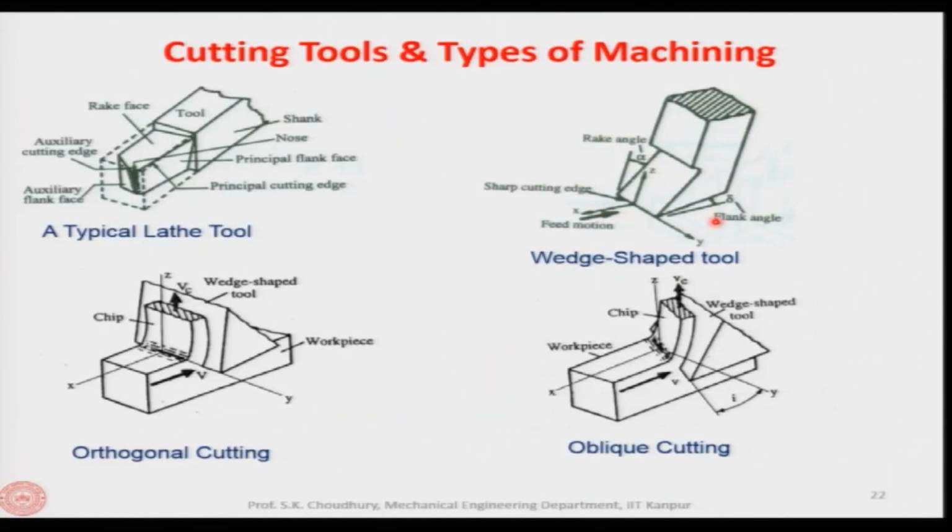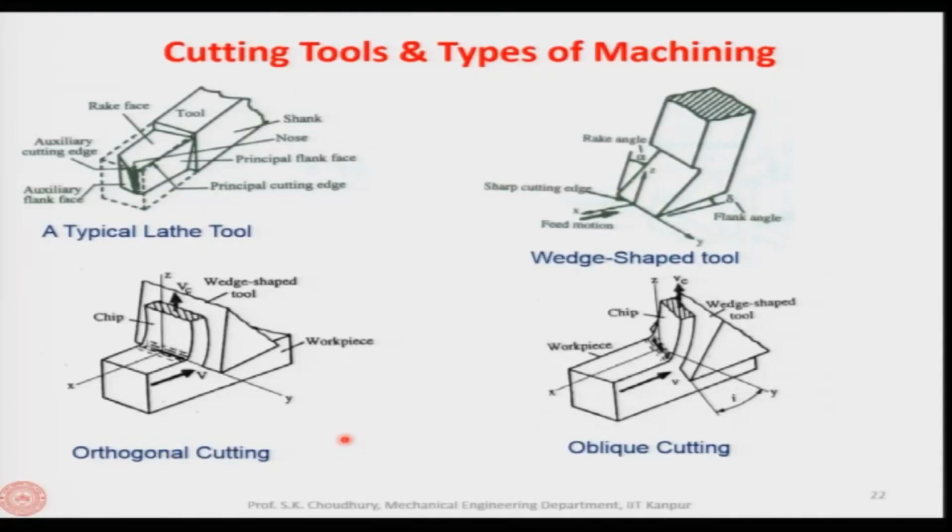Here the basic parameters remain, that means we have a rake face here and we have a flank face, this is called the flank face. So, in a wedge shape tool we are simplifying this, keeping the rake face and the flank face, so that we can get the rake angle and the flank angle, and the analysis becomes easier if we represent the turning tool as a wedge shape tool.